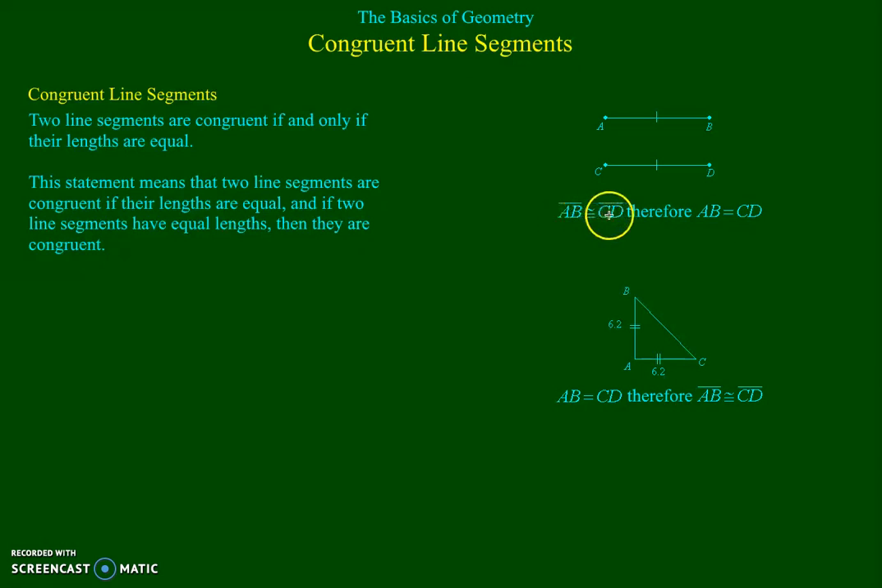So because AB is congruent to CD, the length of AB is equal to the length of CD. Now it would be inappropriate to say line segment AB is equal to line segment CD. If we swap these symbols, these statements would be wrong. Just as it would be inappropriate to say the length of AB is congruent to the length of CD. You can't do that. It's segment congruent to segment, length equals length.